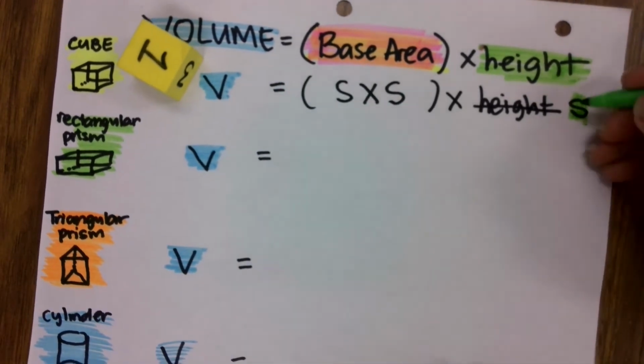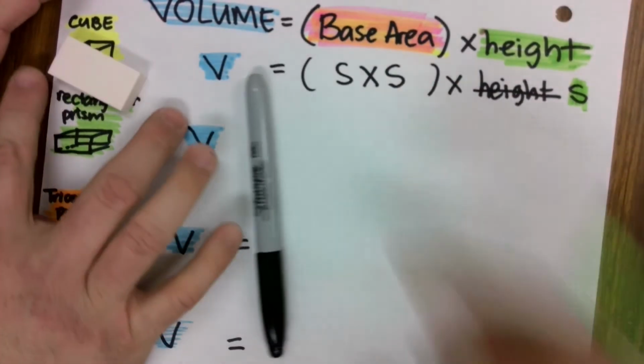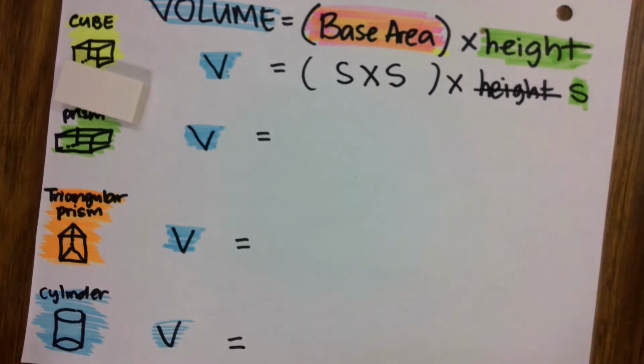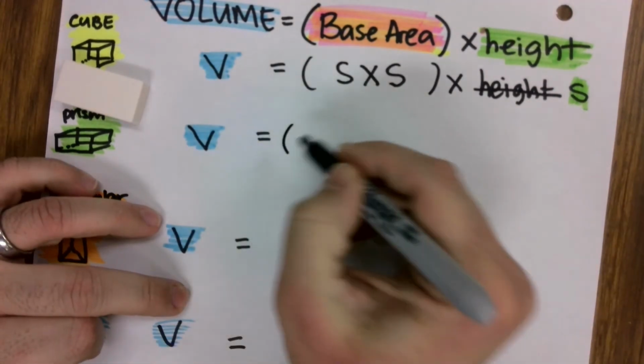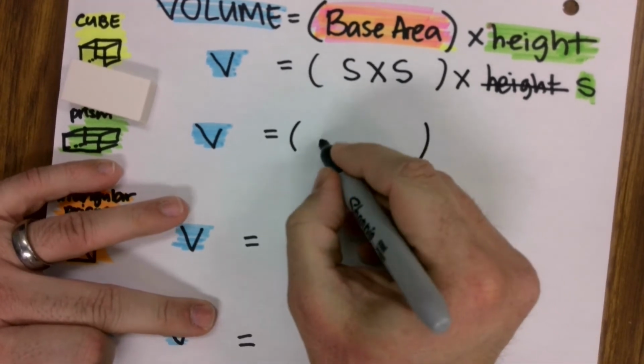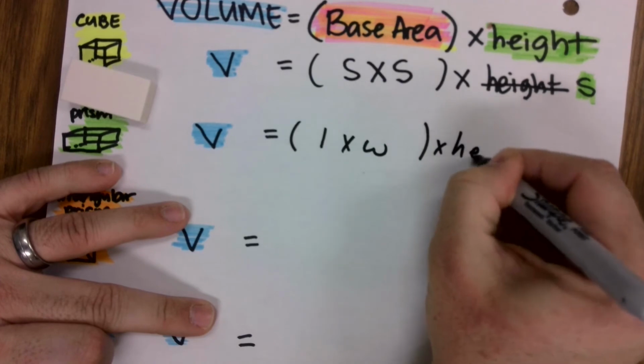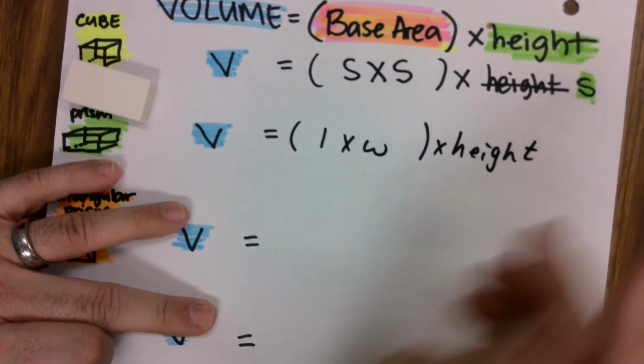For a rectangular prism, we said that the area of our base was a rectangle. Okay, so the base area, in order to find it for a rectangle, was length times width. Okay, and then once again, we times it by our height.